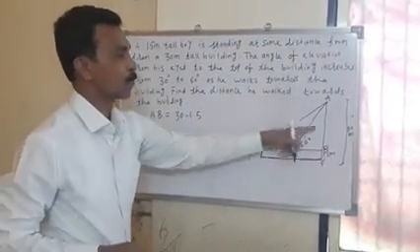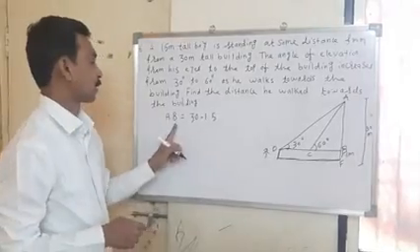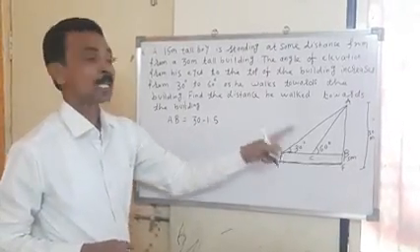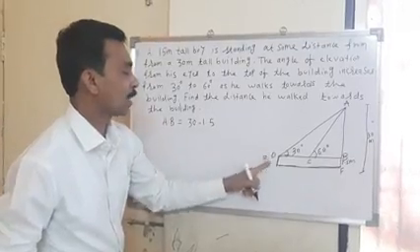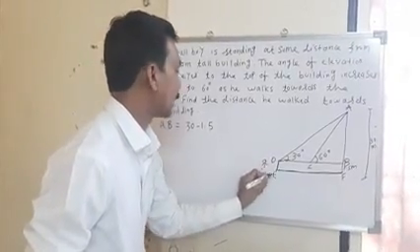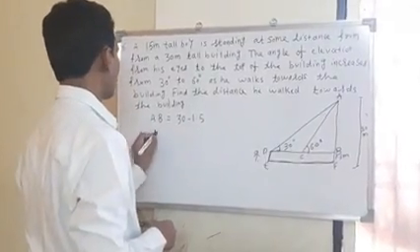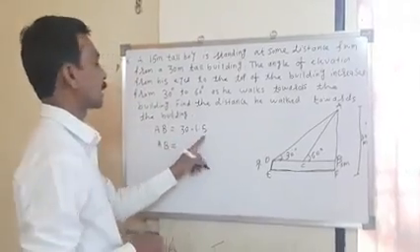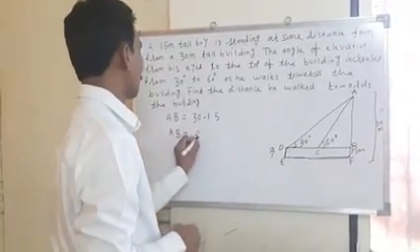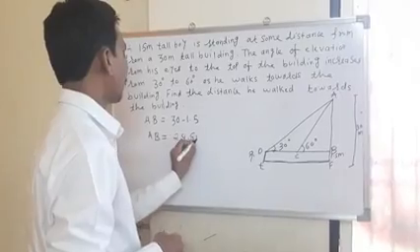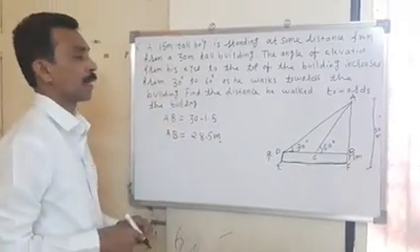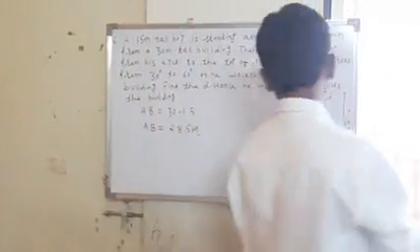What is AB? Total height of building. What is total height of building? 30 minus height of the boy. Let's call it as DE. What is DE? 1.5. So AB is equal to 30 minus 1.5, which is 28.5 meter. I will write here, 28.5 meter.